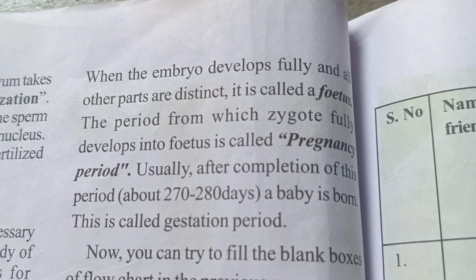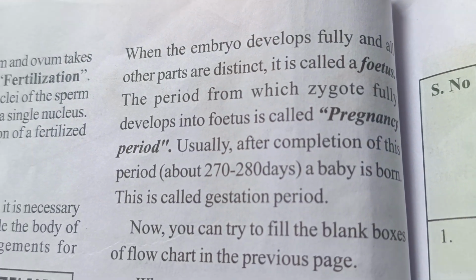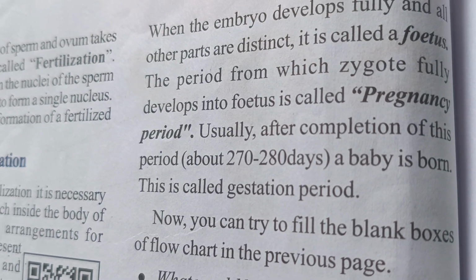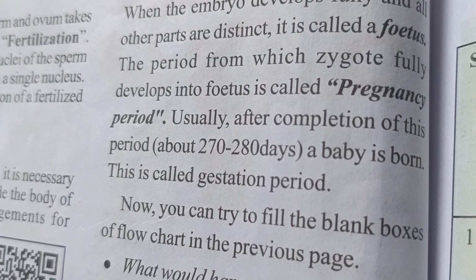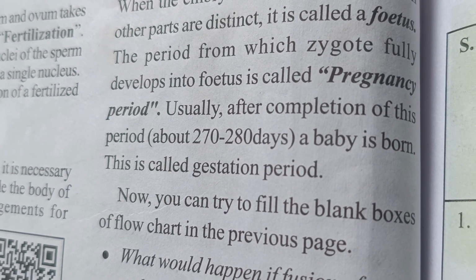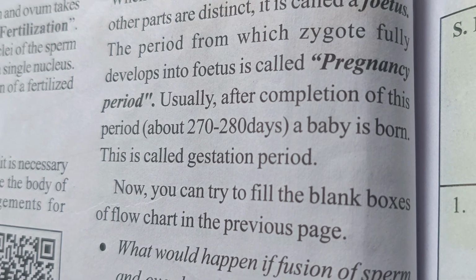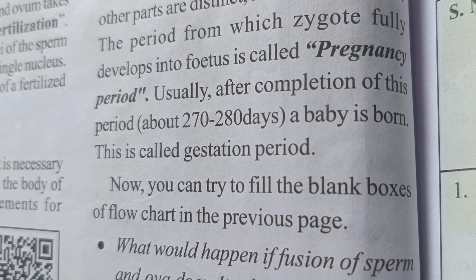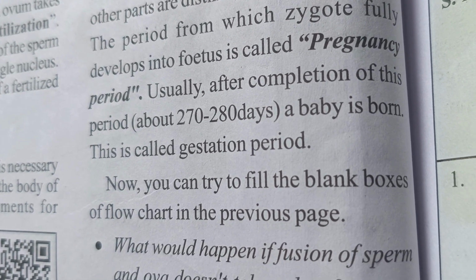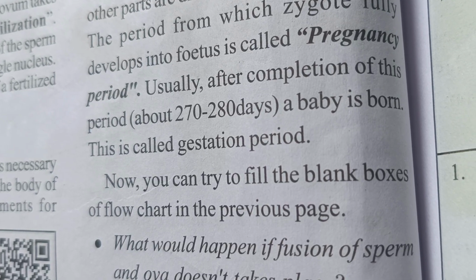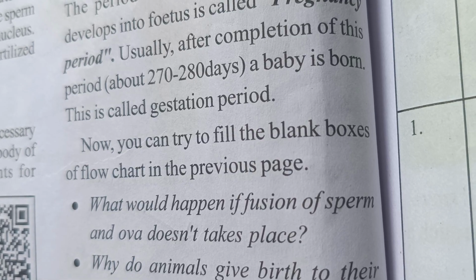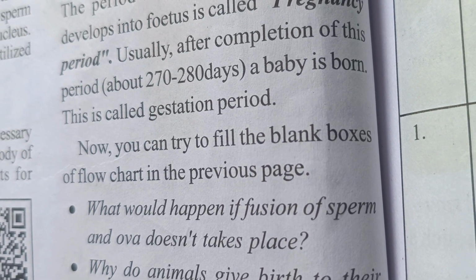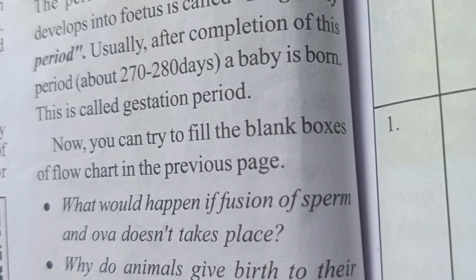When the embryo develops fully and other parts are distinct, it is called a fetus. The period from which the zygote fully develops into a fetus is called the pregnancy period. Usually after completion of this period, about 270 to 280 days, a baby is born. This is called the gestation period. Now you can try to fill the blank boxes of the flow chart on the previous page.